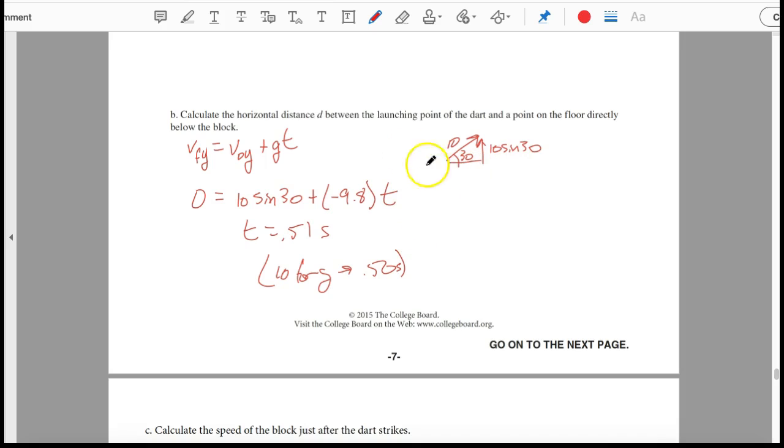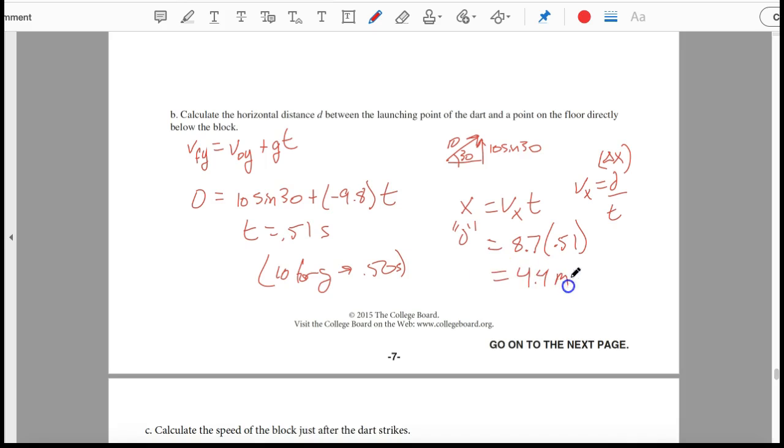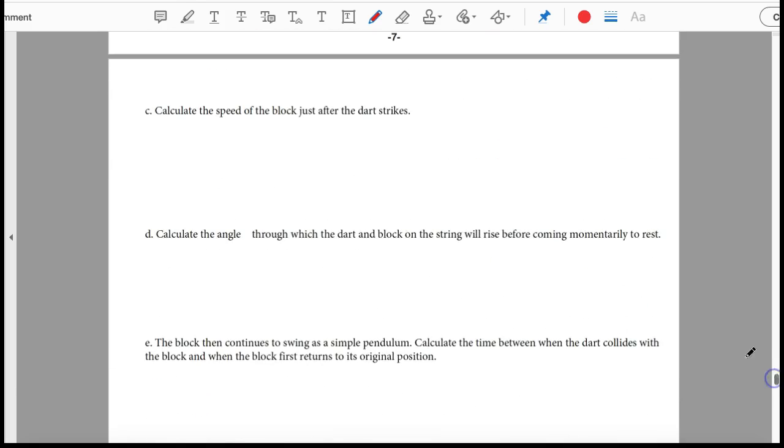We still haven't found what we want, and that is the horizontal distance d. To find that, we know that position, or d, is equal to the velocity in the x direction times time. Remember, that comes from vx is equal to d over t, or d is change in position. You can think of it either way. So we're looking for d now, and this is going to be equal to our velocity, which we found earlier, of 8.7, and we multiply it times our time, and we end up with about 4.4 meters for that distance.